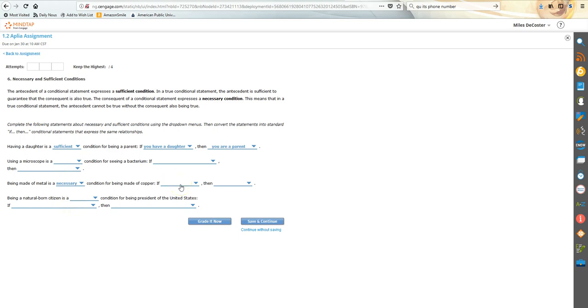And so now I got to remember, all right, the necessary part of a conditional is going to be the part that follows then. So being made of metal, and the other part is the copper part. And so here it should also make sense that if I'm copper, that's sufficient for being made of metal. It follows my rule that what follows if is sufficient and what follows then is necessary.